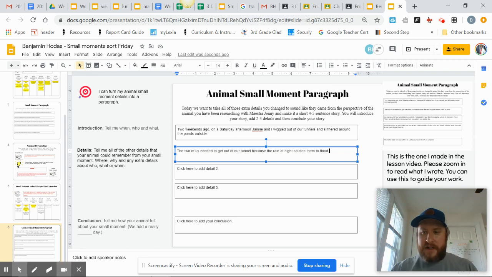Okay, friends, so what I turned that into was the two of us needed to get out of our tunnel because the rain at night caused them to flood. So that's me taking a little bit about what I know about worms, a fact about worms, but putting it into a fiction story. So that's a real fact, but I put it in a fiction story, which is exactly what we're looking to do here today.